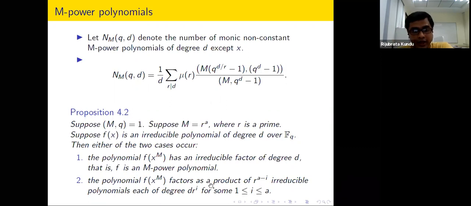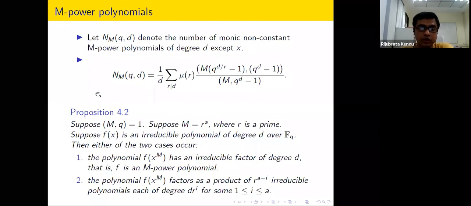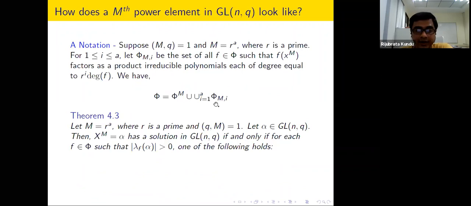Okay. So now, once we have this proposition, we can say something about the mth power elements. In regard to this proposition, we can define a notation here. Suppose M equals 1 and capital M equals r^a, where r is a prime. Then, for 1 ≤ i ≤ a, let Φ_{m,i} be the set of all f belonging to Φ such that f(x^m) factors as a product of irreducible polynomials, each of degree r^i times the degree of f, right?